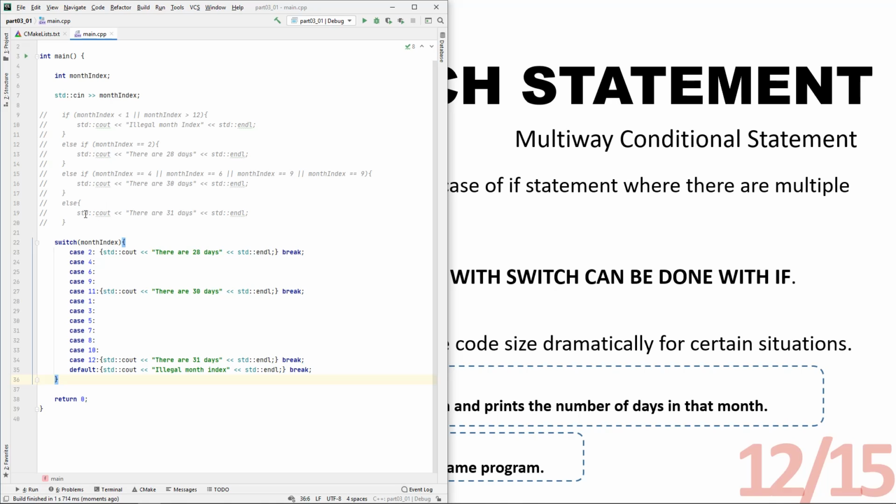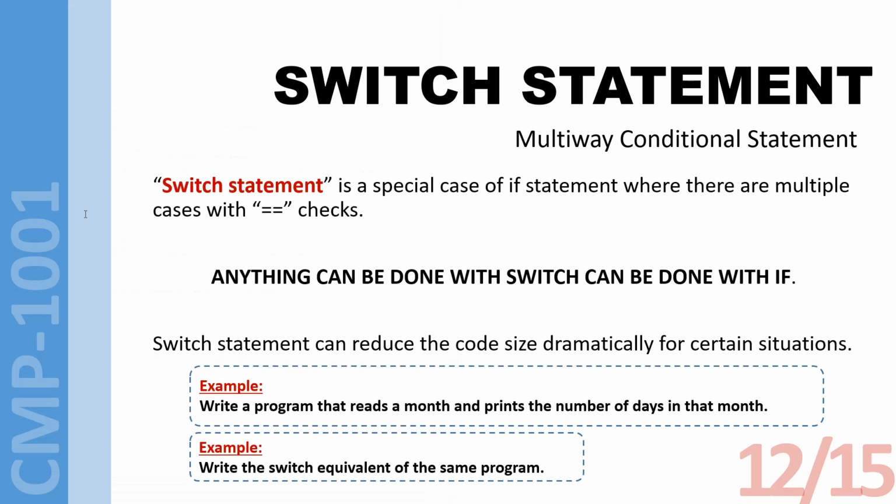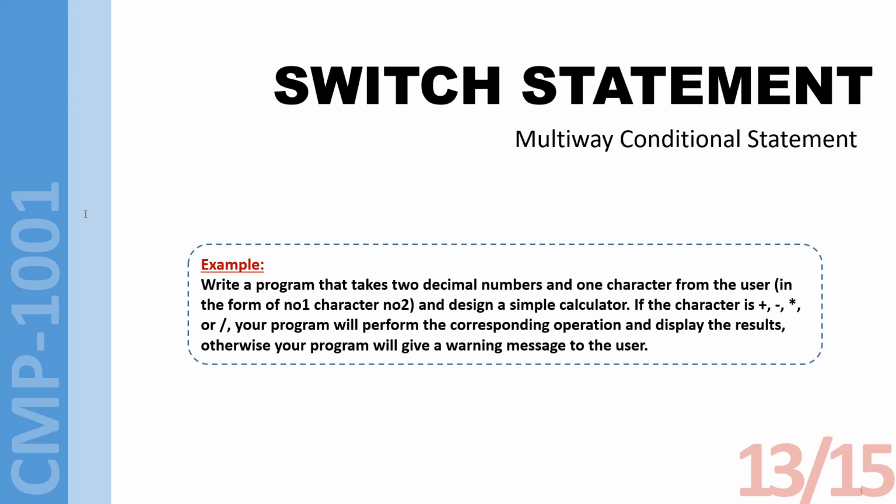However, if you have a smaller number of cases, then using an if-else-if kind of nested if structure might be more beneficial to you, and clearer to understand and read. Okay, one final problem of the switch. Write a program that takes 2 decimal numbers and 1 character from the user in the form of number 1, character, number 2. So this should be my input format: a number, a character, and a second number.